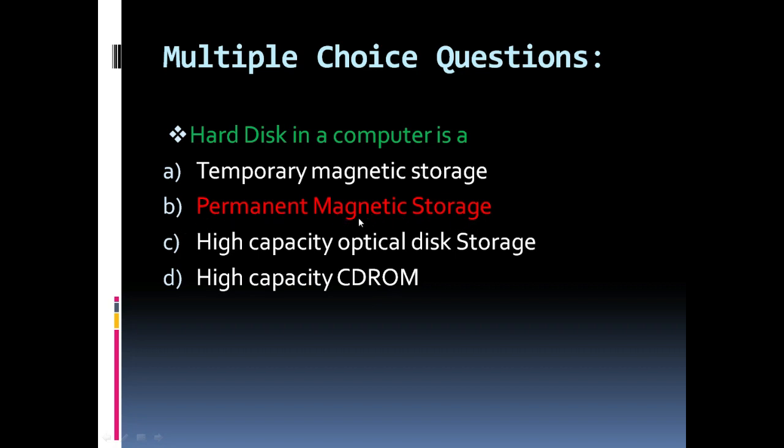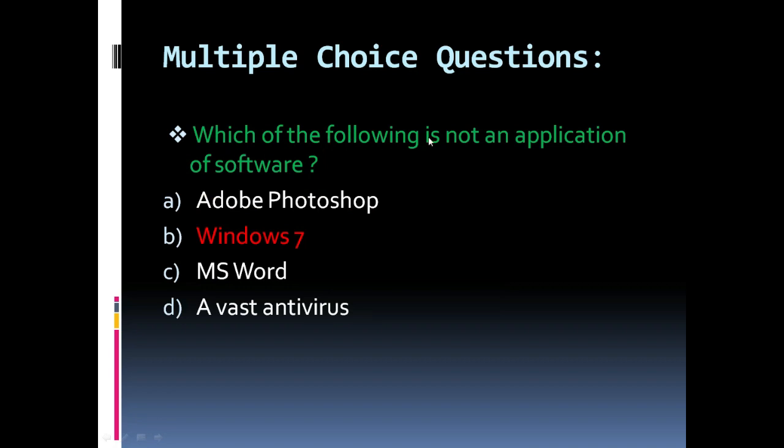Next MCQ. Which of the following is not an application software? Option A Adobe Photoshop, option B Windows 7, option C MS Word, option D Avast Antivirus. Answer is Windows 7. Next MCQ.